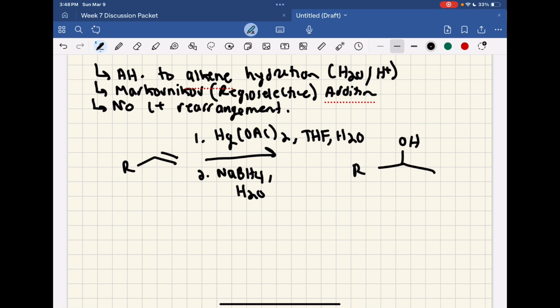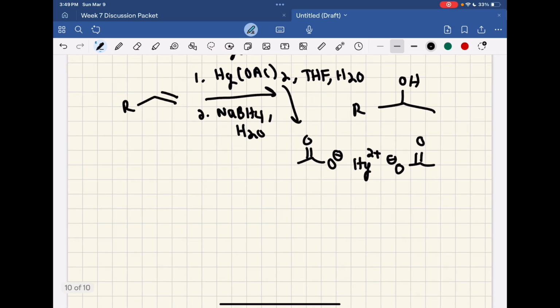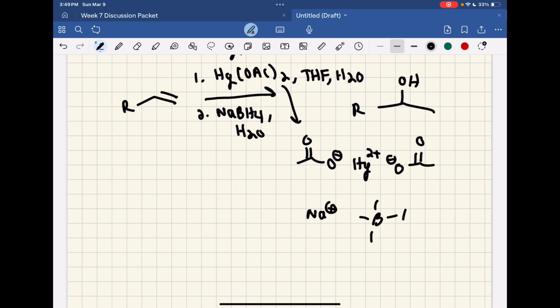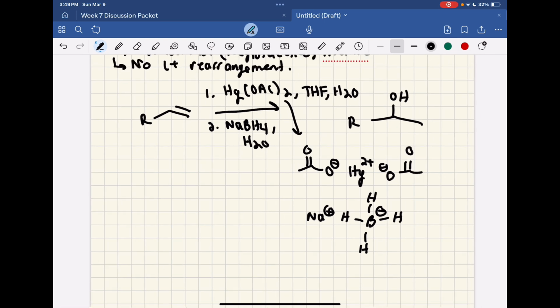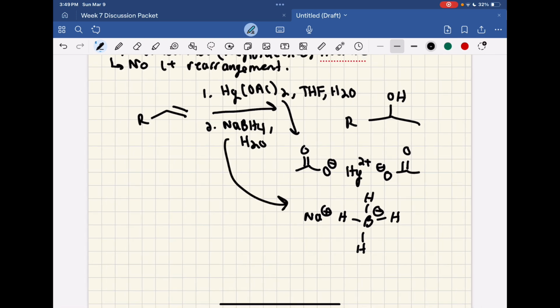What does mercuric acetate look like? I just always like to show that to students. An acetate molecule looks like that. Mercury is 2+, and there's another acetate to neutralize that structure. So that's mercuric acetate. What does sodium borohydride look like? Well, we have sodium, and the borohydride fragment is a tetravalent boron that's negative. So that's sodium borohydride. This is a reducing agent, a source of hydride. Okay, so just be aware of these structures and what's going on here.